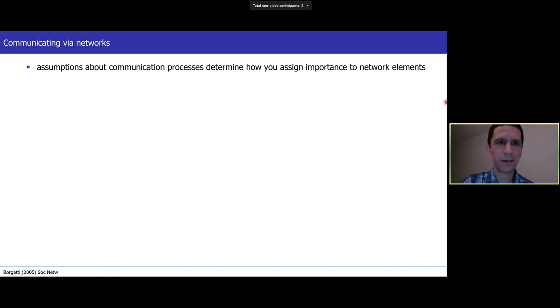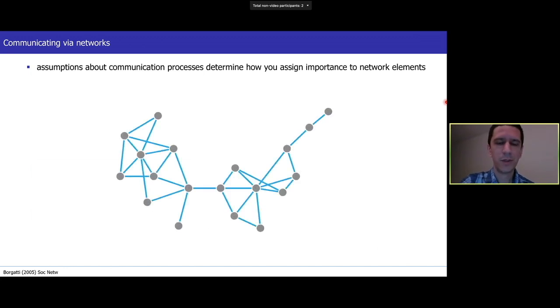The last slide that I want to show is that the assumptions that we make about communication processes are very determined to how we assign importance to network elements. What I just want to show is one very stylized network and a quiz for the viewers at home. And that is, what do you think the most important node for communication is in this network? I'll give you a second to think about that, but the answer is that there is no right answer.